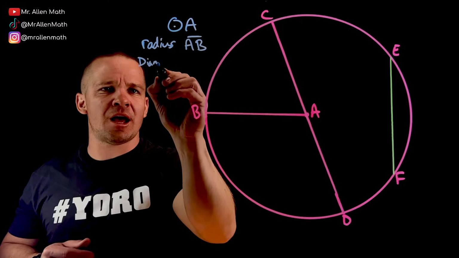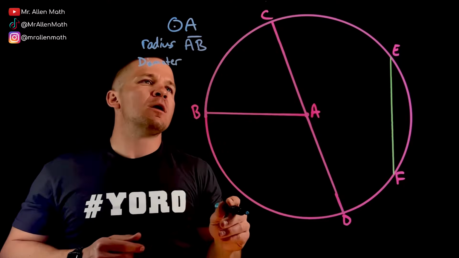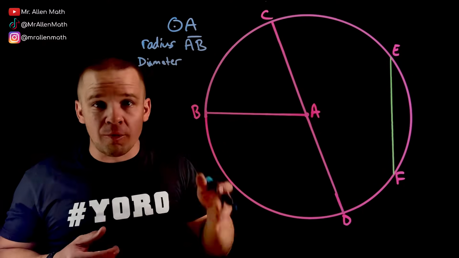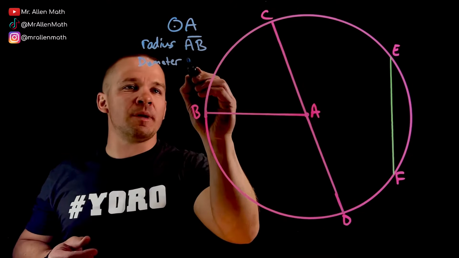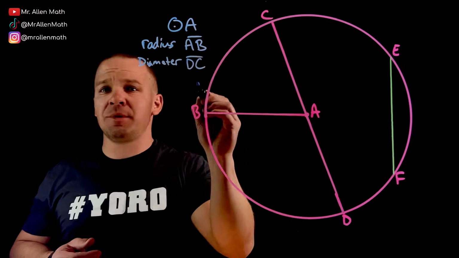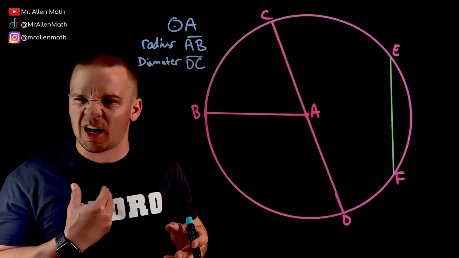My diameter goes all the way across the circle, and it also contains the center. So CD is going to be my diameter here, or DC, because apparently I wanted to write D first. Maybe it's because I was saying diameter.